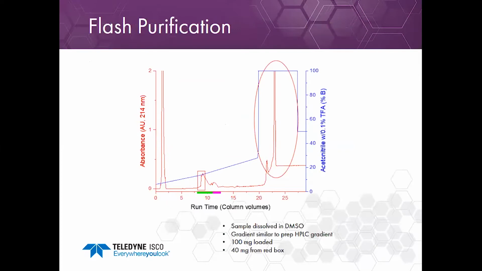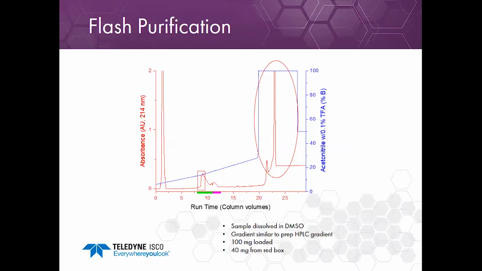So let's look at a flash purification run on a ReadySep Gold RF C18 column. Over here, I have the purification. The square indicates where I collected the sample. The green indicates one peak, and the purple shows another peak at the bottom of the chromatogram. And the big oval shows the nonpolar compounds that we are removing. I dissolved the sample in DMSO. I loaded 100 milligrams, and I collected 40 milligrams from the red box.